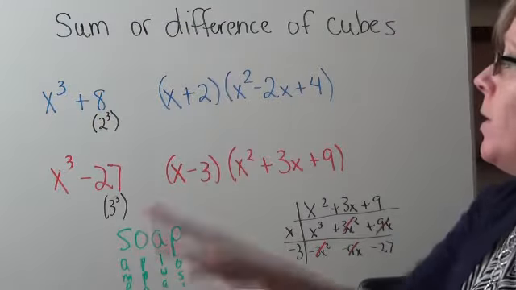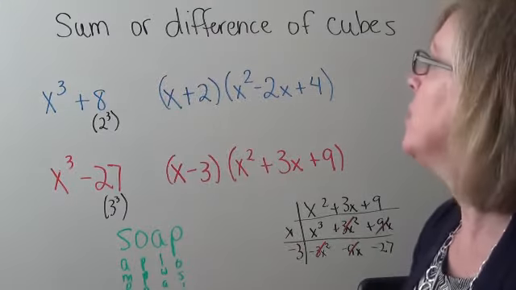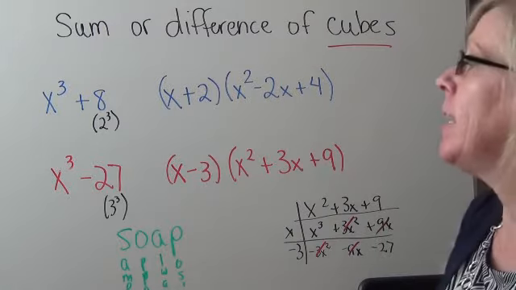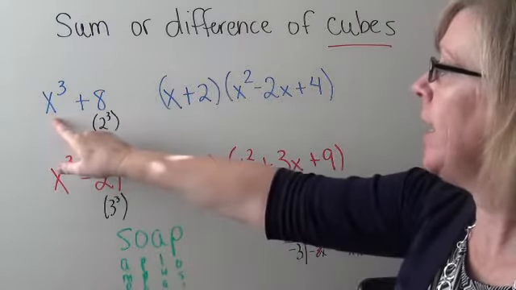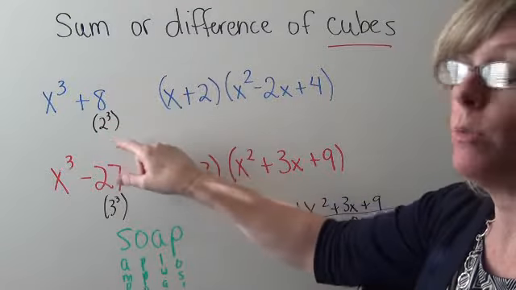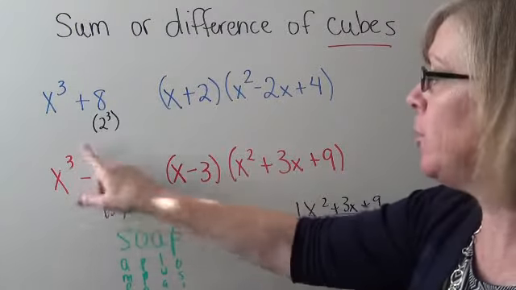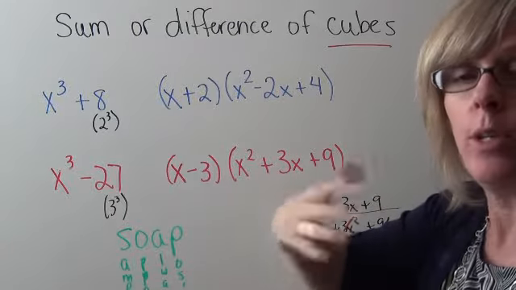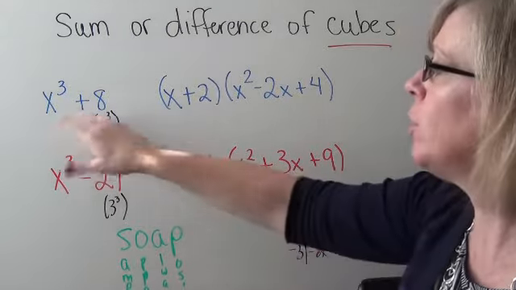The ones we're going to talk about today are the sum or difference of cubes. What they look like is this: x cubed plus 8. Of course, you would need to know that 8 is 2 cubed. Another one would be x cubed minus 27. 27 is 3 cubed.